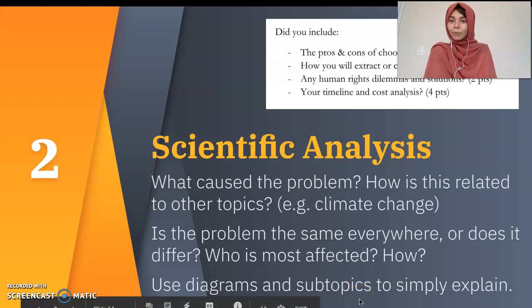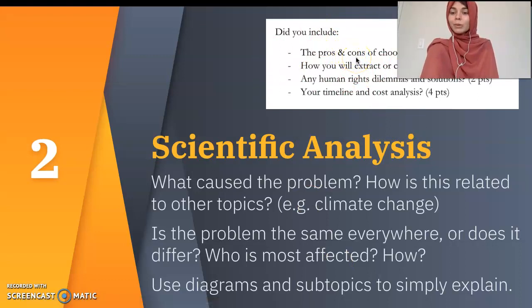So for example, when we did our natural resources project, I'm sorry you can't see so well here, but we broke it down into smaller things. So the pros and cons of, for example, choosing solar power. How will you extract or collect solar power? Are there any human rights dilemmas? Anything that affects humans when you're thinking about this, and your timeline and cost analysis.